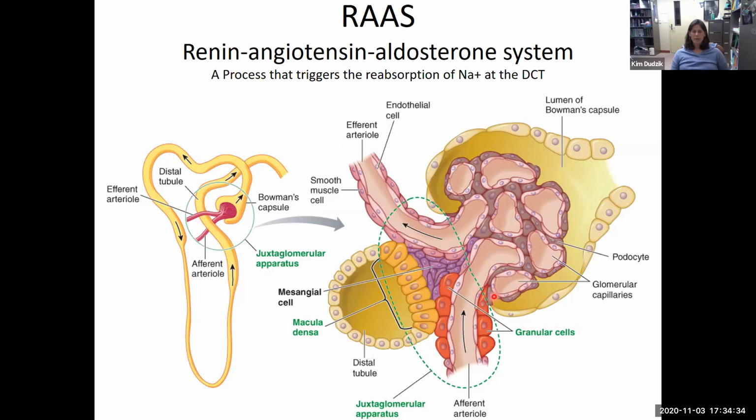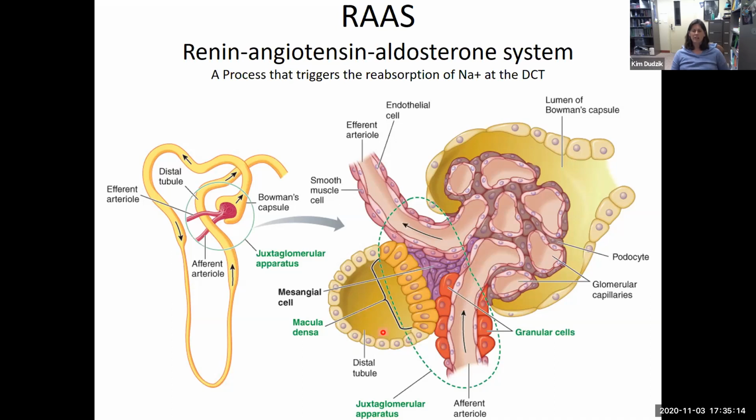The granular cells themselves can act as baroreceptors. They are sensitive to pressure changes in the afferent arteriole. So if there's a fall in blood pressure, the baroreceptor senses that fall, and it causes the granular cells to secrete more renin. That's one pathway. The other thing that can happen, again, if there's a fall in blood pressure, is that there's going to be a lower GFR.